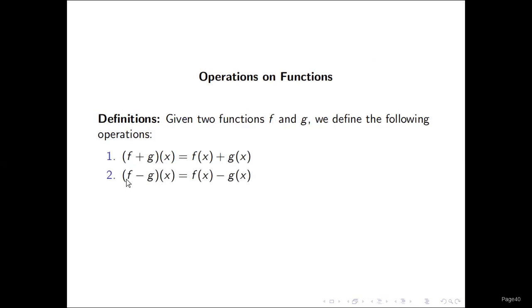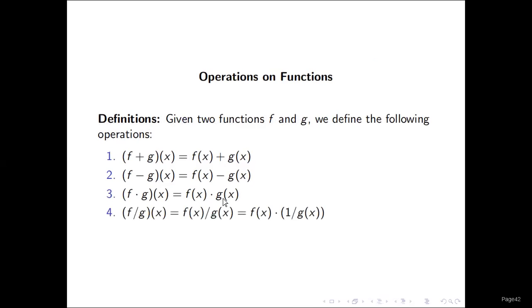Similarly, f minus g of x simply means f of x minus g of x. Again, f times g would be the product of the two functions, so f of x times g of x. And similarly, for division, we have f over g of x, simply meaning f of x over g of x. Or we can rewrite this as a multiplication, f of x times the reciprocal of g of x.